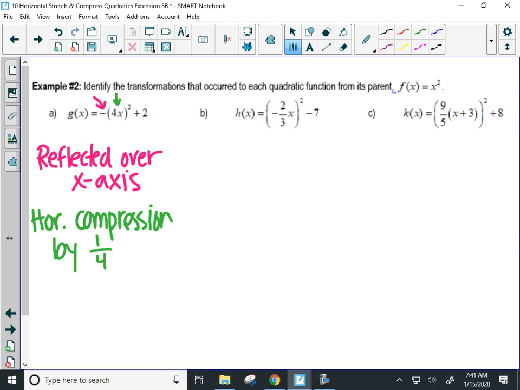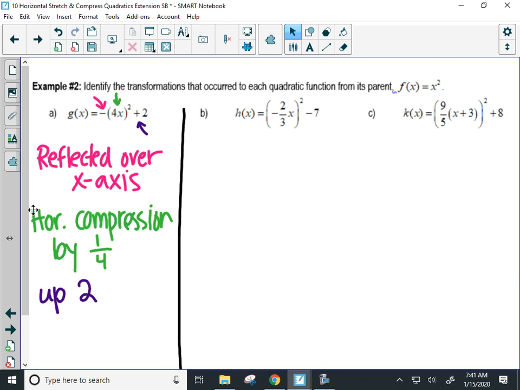So this graph would get 1/4 as wide. It would get narrower. Then at the end, I have a +2 on the outside, which means my graph went up 2. All right, that's A. Let's look at B.